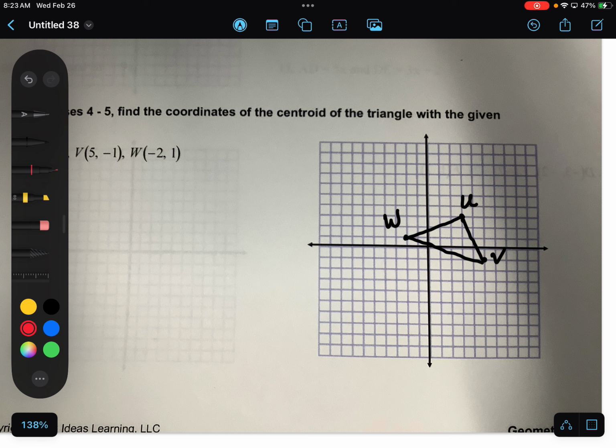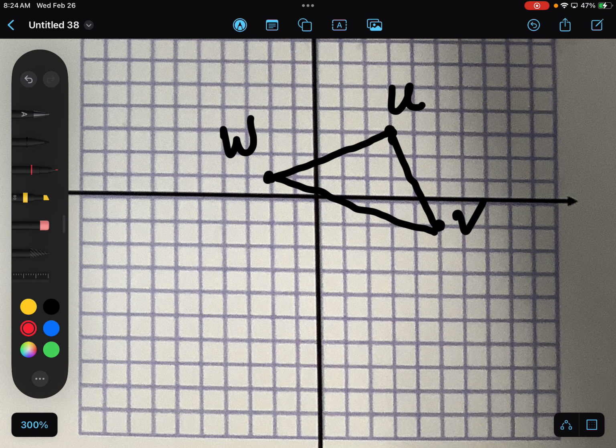Now, remember, a centroid is going to the middle. From W, for instance, over to the middle of UV. This looks like it's the middle right here. If I connect those dots, there's the first median. From W to U. Looks like that's probably the middle, right about in here. Connect the dots. This is probably the middle right in here.